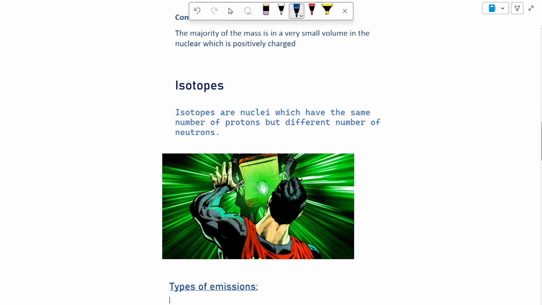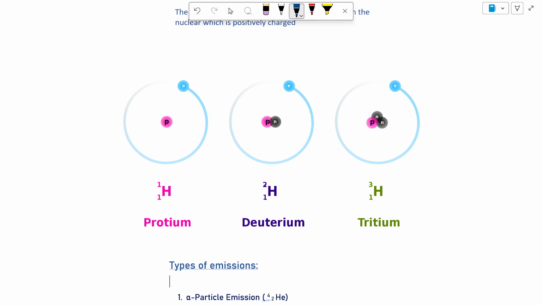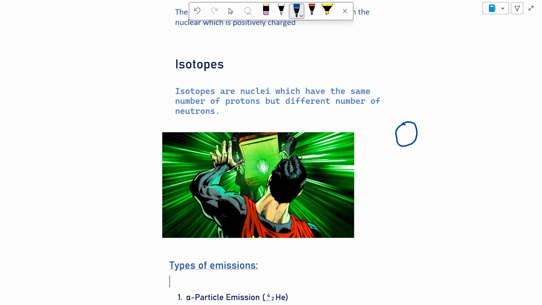Now, as previously mentioned, the particle gun contains a radioactive isotope. So, now, let's dive into this topic and explore what isotopes are. Well, an isotope is basically just a nucleus that has the same number of protons, but a different number of neutrons. This creates an instability in the nucleus, making it decay into something much simpler, much more stable.